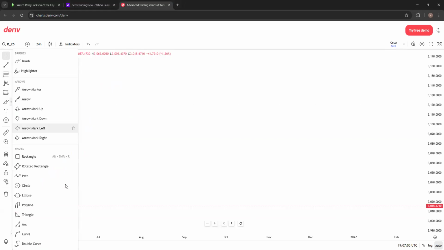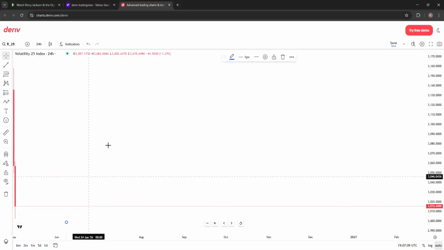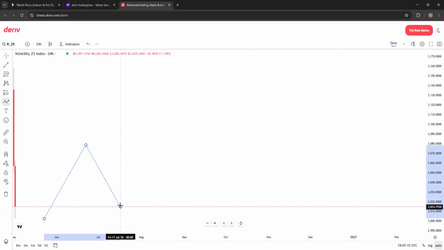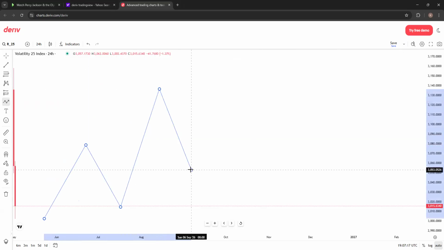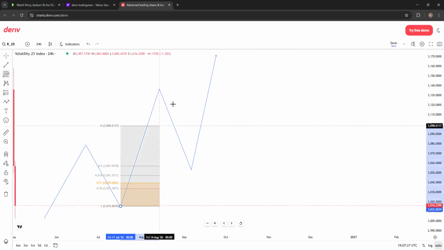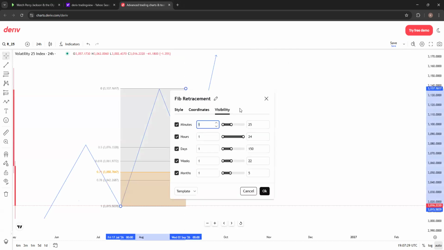Just a recap on where we left off. From the last session, we said if we are in an uptrend, the only way we can place our fib is from the bottom going up to the high, right?